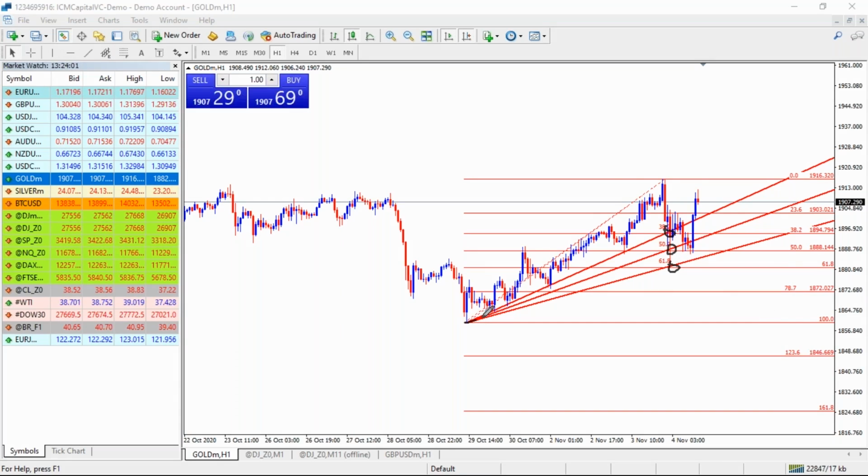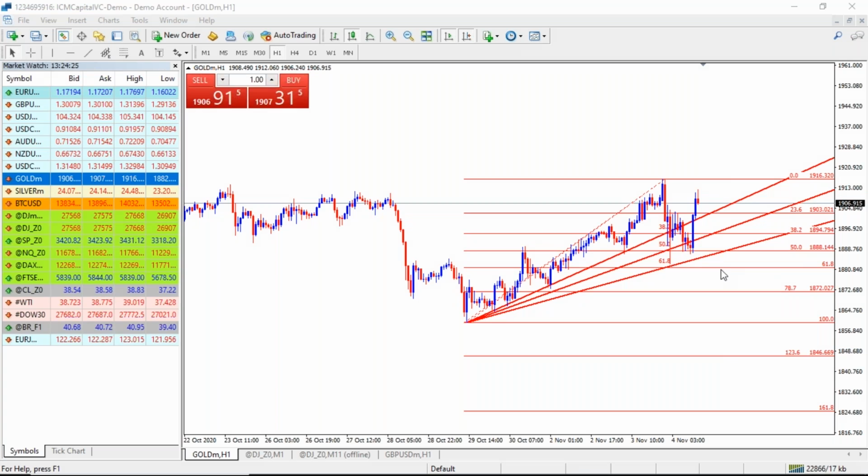If I draw a line from here to this point here, I would also have this line as the 78.6, or 76.8 or 78.6, depending on the ratio that you're using. And on the upside, by drawing this, it's also the 23.6 level. So this is how the fan is drawn, and it's very simple to use.